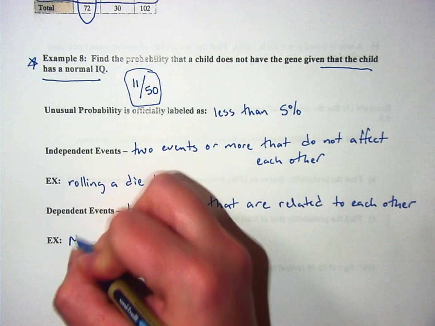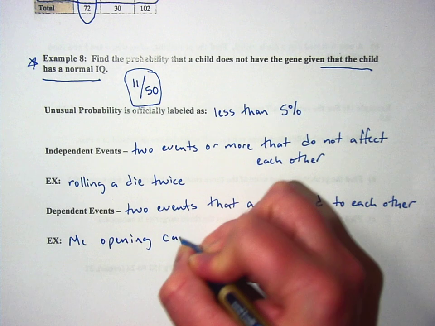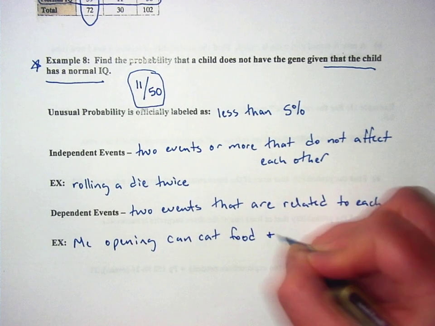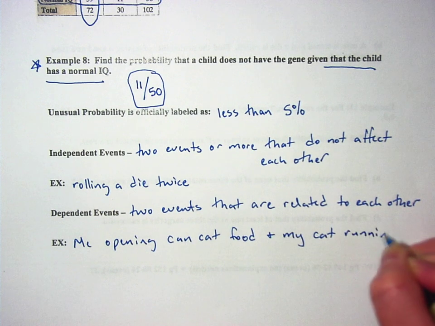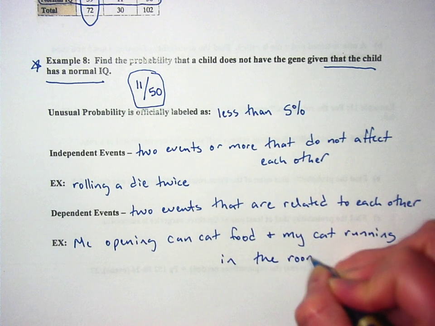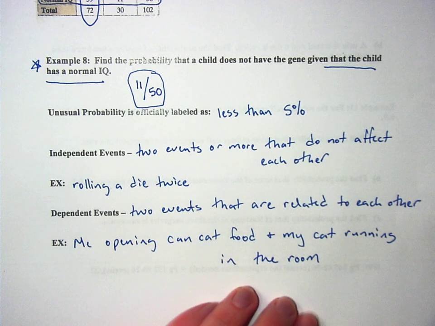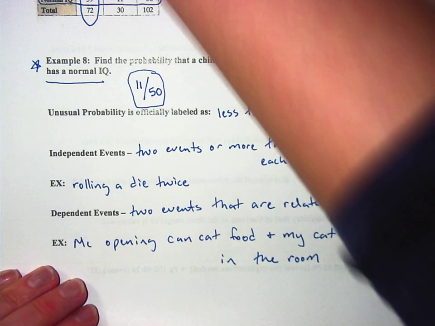Like me opening a can of cat food and my cat running in the room. I say that because she is currently eating food underneath me. So, you know, maybe you can hear little crunches. That's her. When I open a can of cat food, my cat always runs into the room.